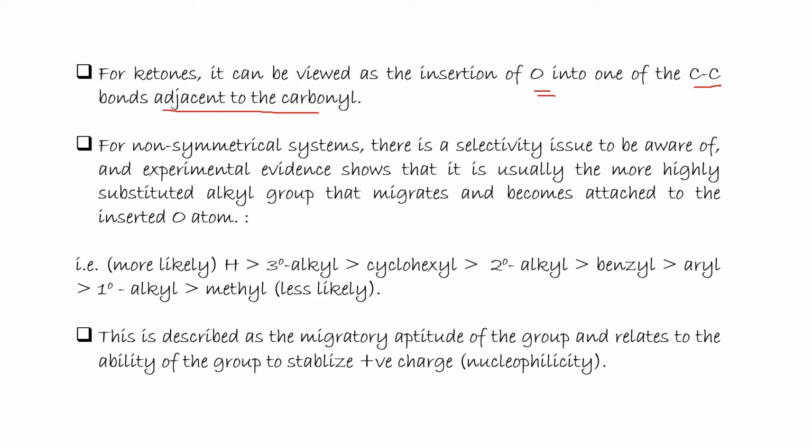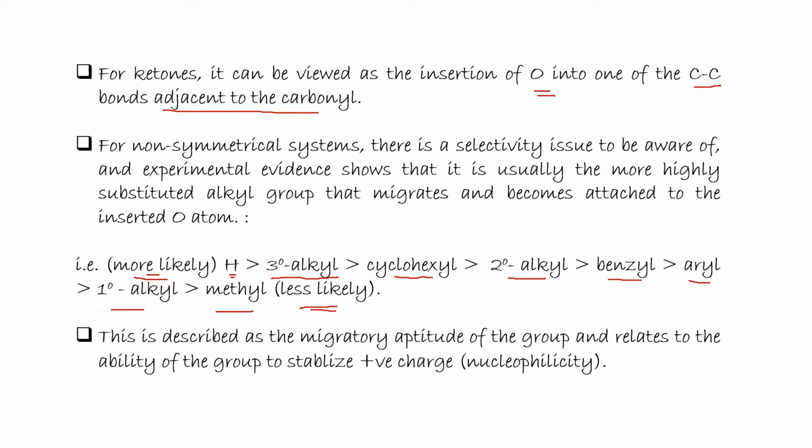Which R group, which C-C bond, will the oxygen get in? For the more likely H. So if you have an aldehyde, it will give a carboxylic acid because the H will migrate, the carbon-H bond, and the oxygen will be inserted in there. Then tertiary alkyl, cyclohexyl, secondary alkyl, benzyl, aryl, primary alkyl, methyl is less likely.